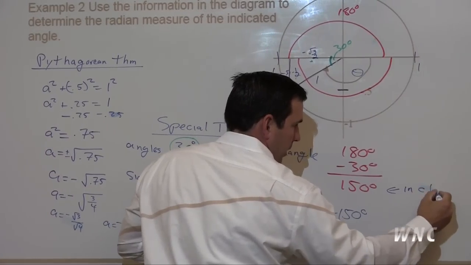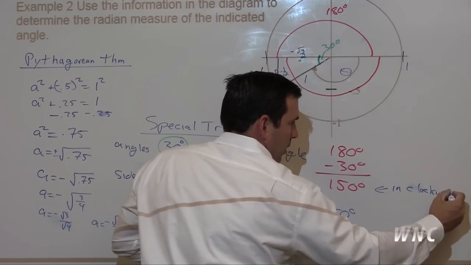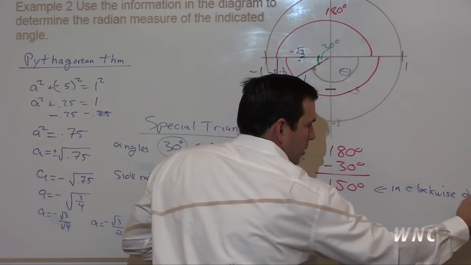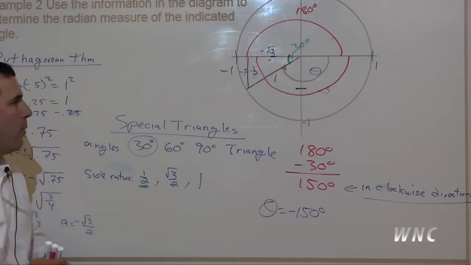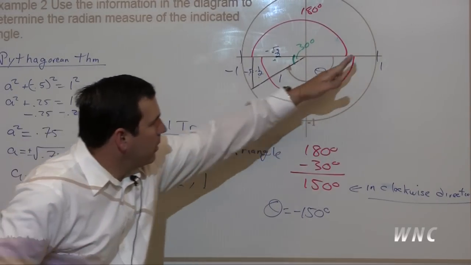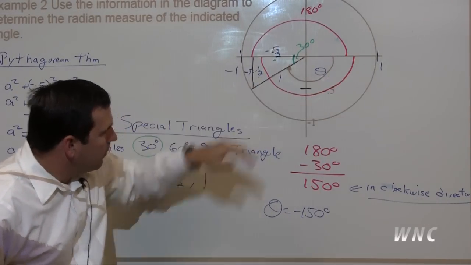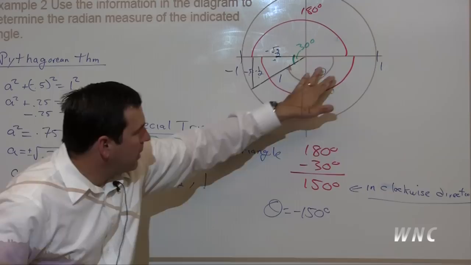Excuse me, in the clockwise direction. And so because we went in the clockwise direction, that's why it's a negative 150. So this theta is negative 150.